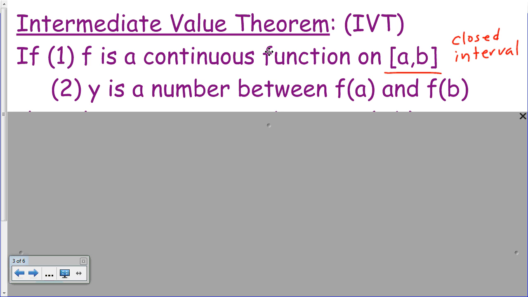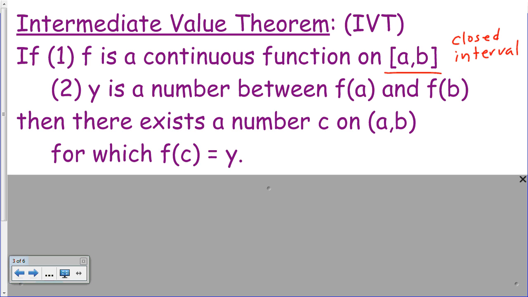The second condition is that y, which is going to be some number that we're going to pick, y is a number between f of a and f of b. So we have to pick a y value that's basically between the endpoints of our function, f of a and f of b. So if I meet both of those conditions, the theorem guarantees me the following conclusion.